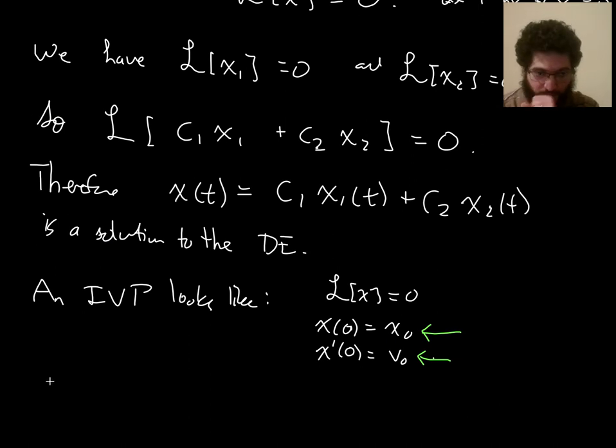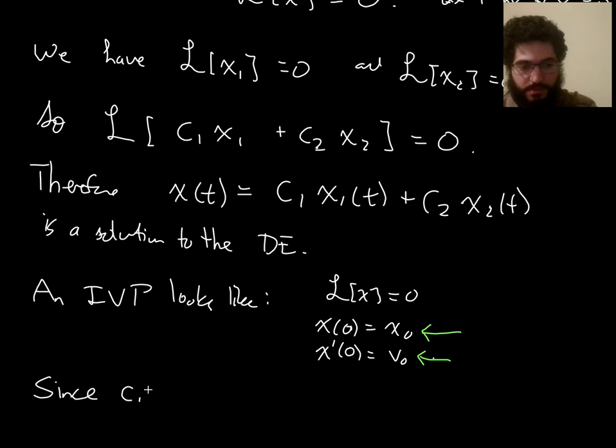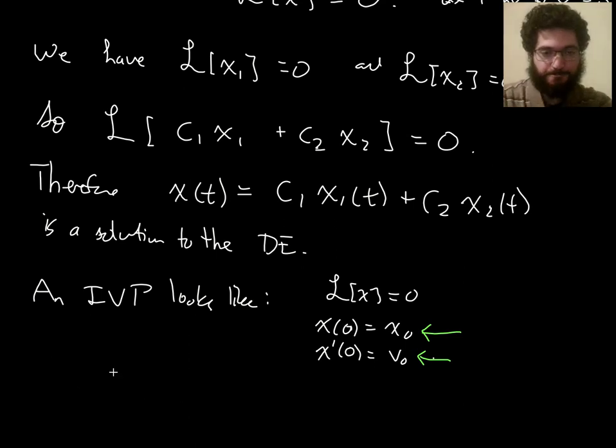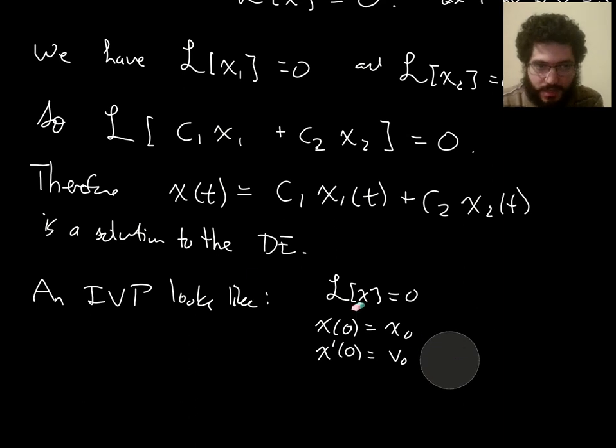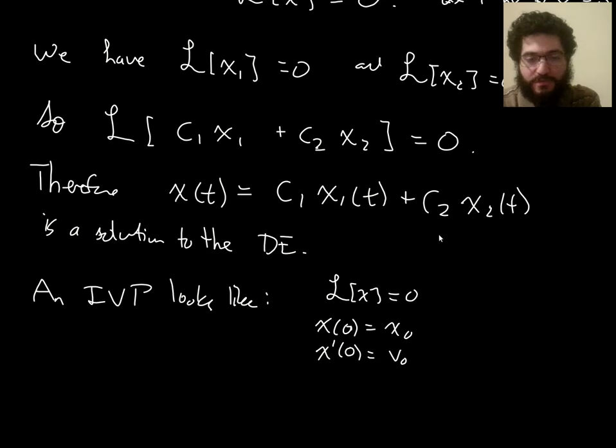So let me make this even more solid of an argument. Since there are two free parameters, C1 and C2 there, okay, sorry, let me backtrack for a sec. So the argument is this: if we can solve any initial value problem, then we have found the general solution.